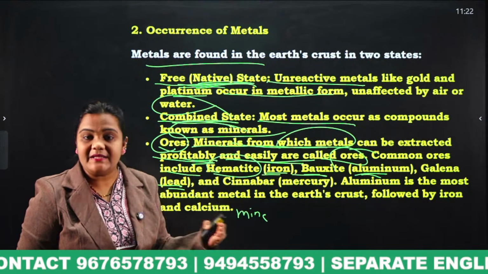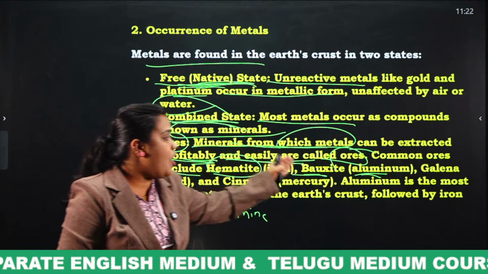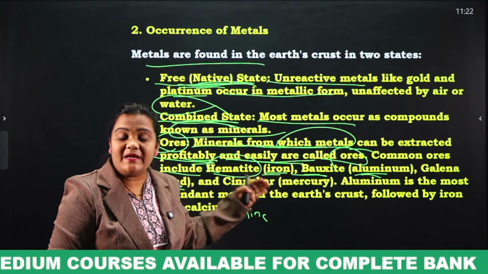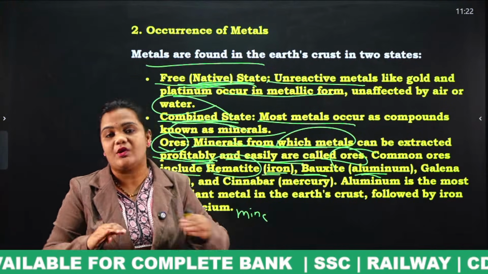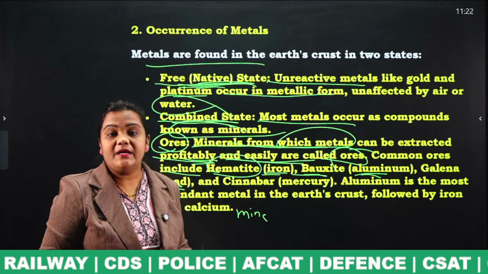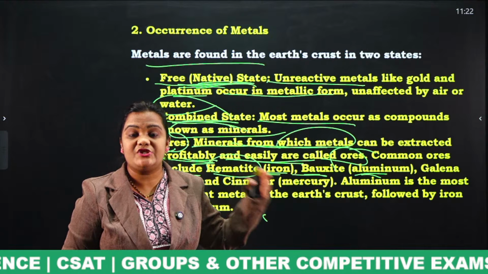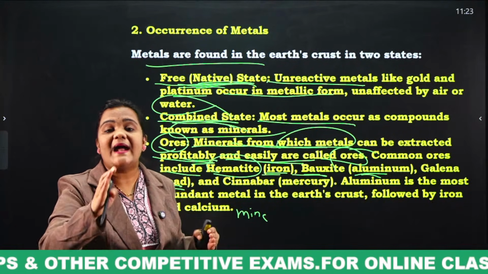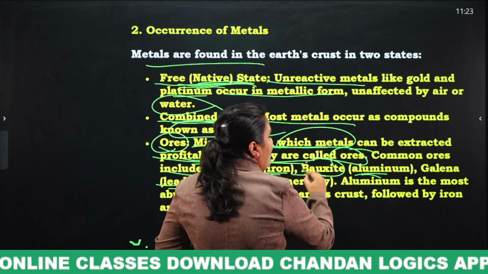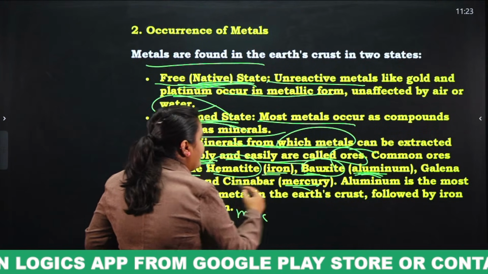When we are digging the earth crust, what type of minerals can we see, students? Like hematite, bauxite, galena, cinnabar. From these minerals we are extracting the metal which we require, and they are considered as ores. For example, when we are digging, if we get a mineral called hematite and extract the metal from it, that is the ore of iron. Similarly, bauxite is an ore of aluminium, galena is the ore of lead, and cinnabar is the ore of mercury.